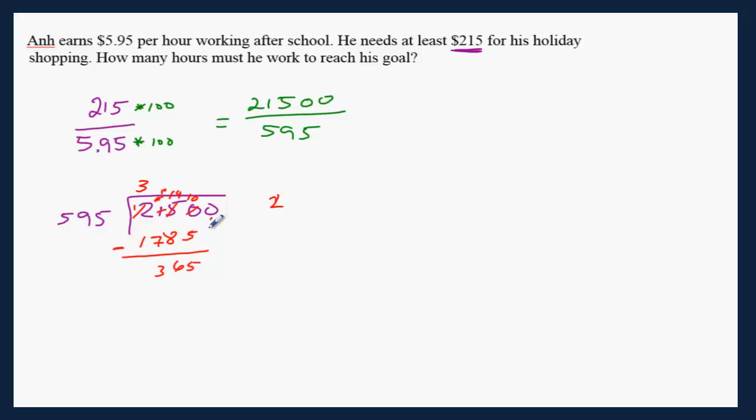365, you put this 0 down here. All right, so 3650 divided by 595. Okay, so 3650, almost 3600 divided by, this one is very close to 600. 3600 divided by 600 is going to be 6. 6 times 6 is 36.